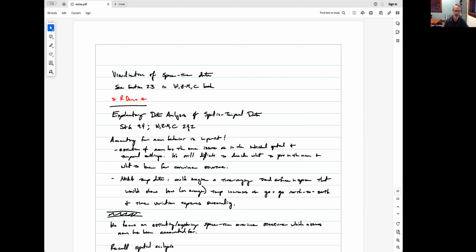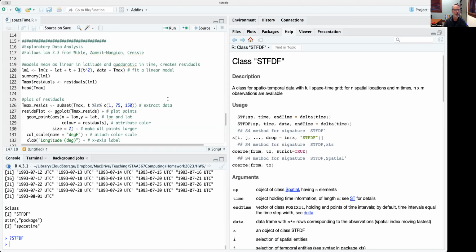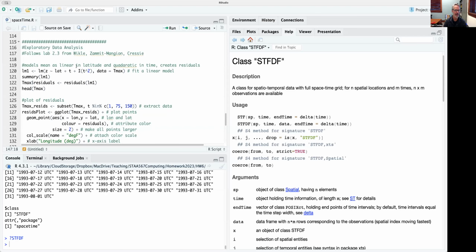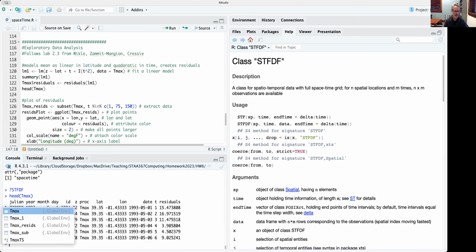So let me just show that really quickly in R. Okay, so I have my Tmax data here. You can ignore this column of residuals. That's left over from before. The Tmax data that we left off with ended with column T. This column of residuals is going to appear after I subtract off the mean.